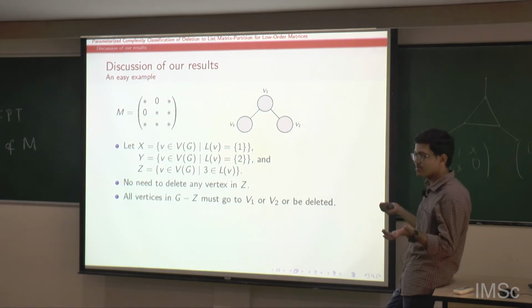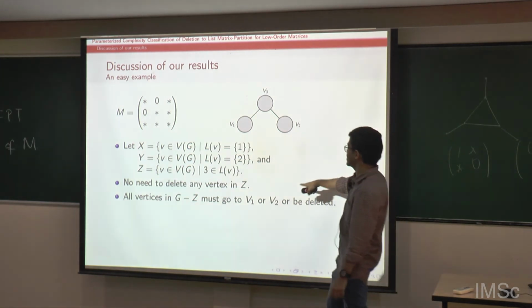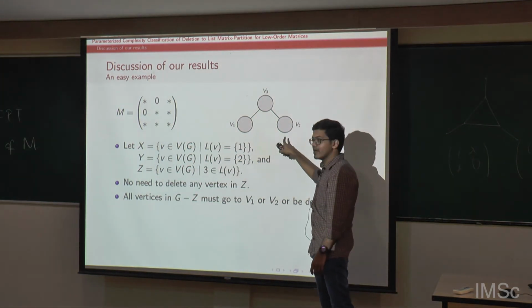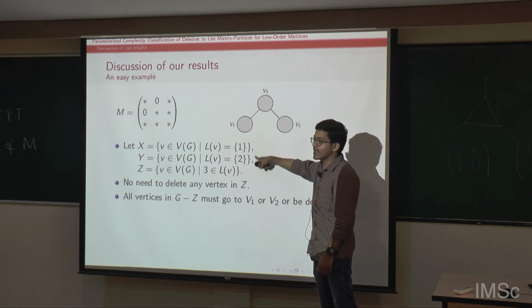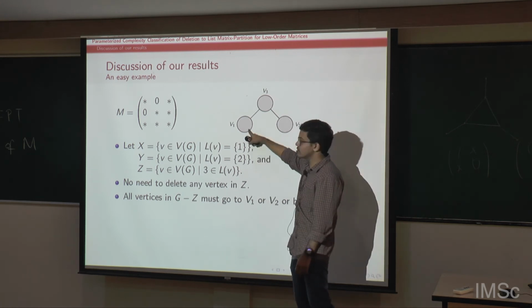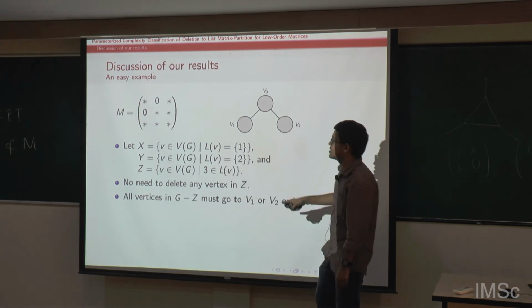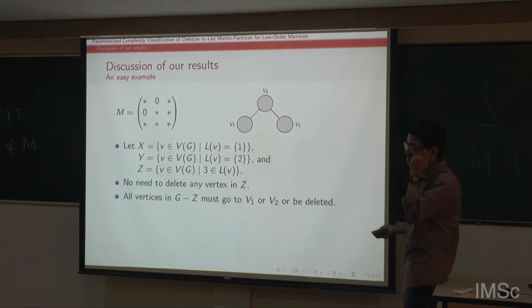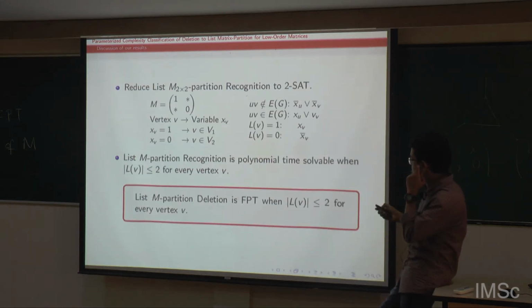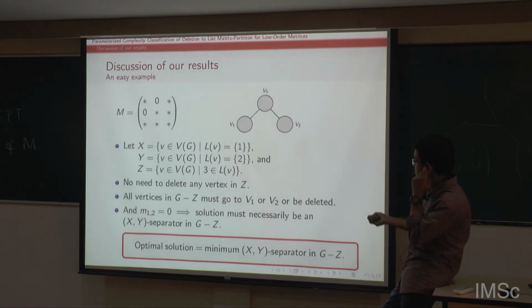And so we can forget that V3 even exists now. What is the problem now? The problem is we just want to separate V1 and V2, or in other words, we want to separate X and Y. X can go only here, Y can go only here. So the problem reduces to finding a minimum XY separator in G minus Z, which you can do in polynomial time.